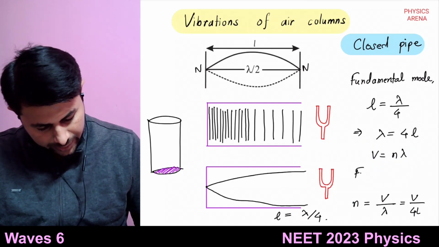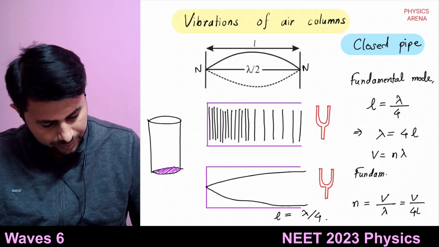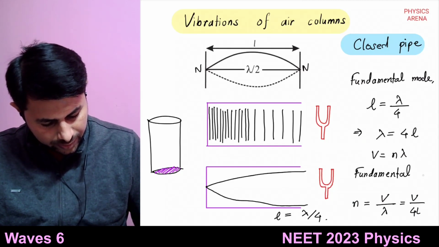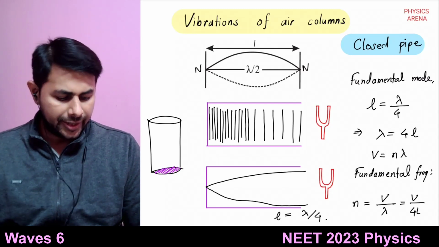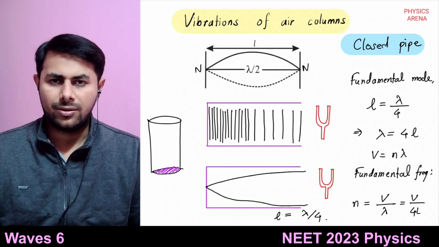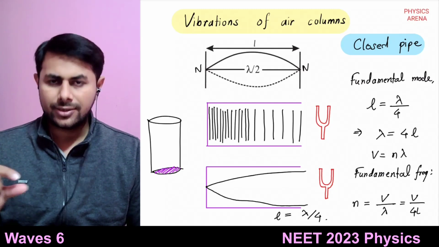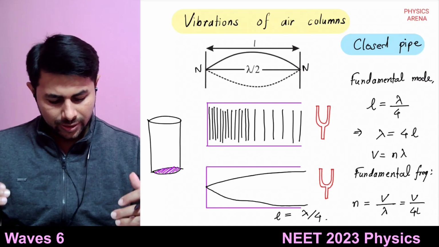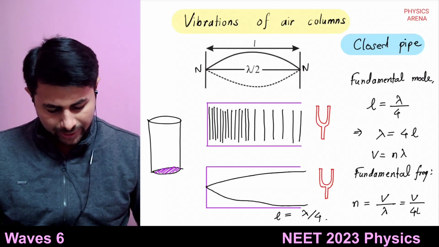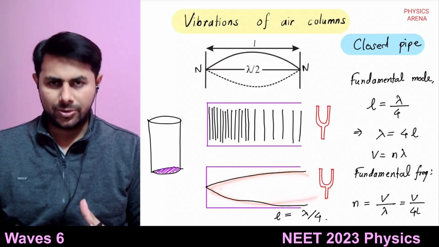This is the fundamental frequency. Okay, n is equal to v divided by 4L. So this is called the fundamental mode of vibration. Now in the fundamental mode, what happens? Half of the loop is produced.